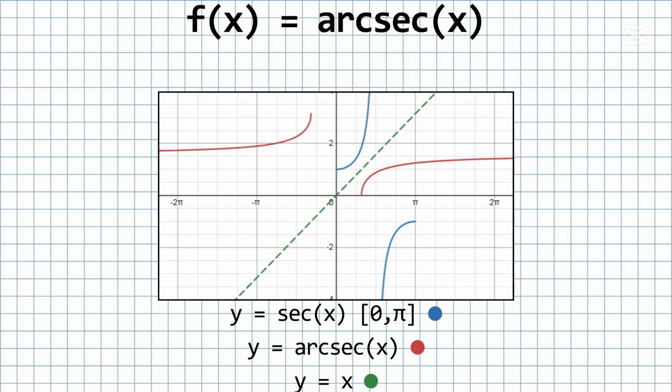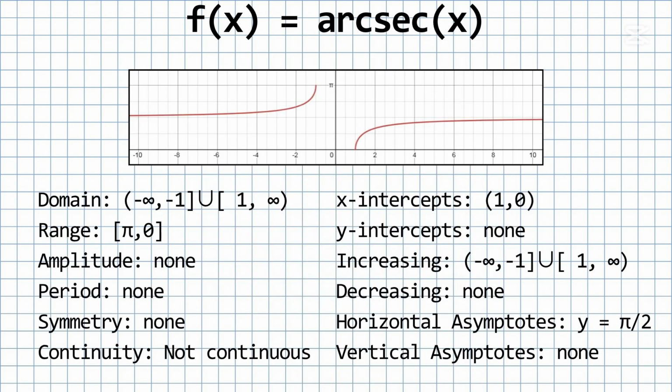which is arcsecant. And now the properties of the arcsecant function are: the domain is from excluded minus infinity to minus 1 included, and from included minus 1 to infinity excluded. Its range is from 0 to pi included, and it will not have an amplitude nor period. It is also not symmetrical and not continuous.